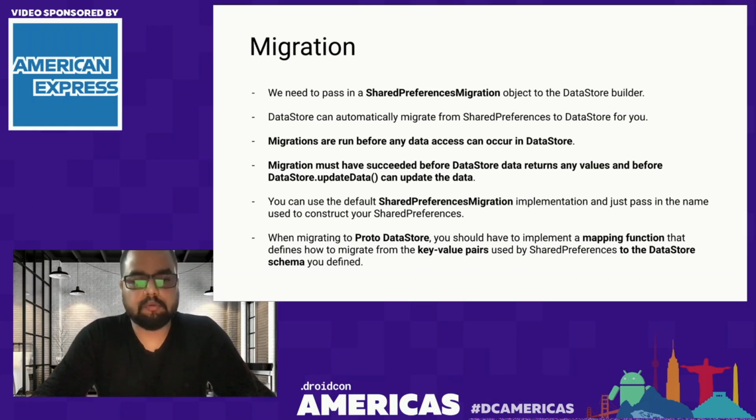One thing that you need to notice is that migration should succeed before data store returns any value, and the update data method is called. So migration is a type of initial step that you need to do before you access any particular data from that data store. And once you have migrated from shared preference, you need to be cautious that you don't use that particular shared preference, because after the migration, it deletes the previous preferences files.